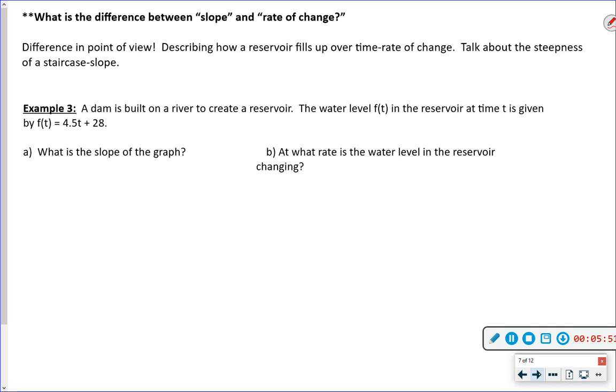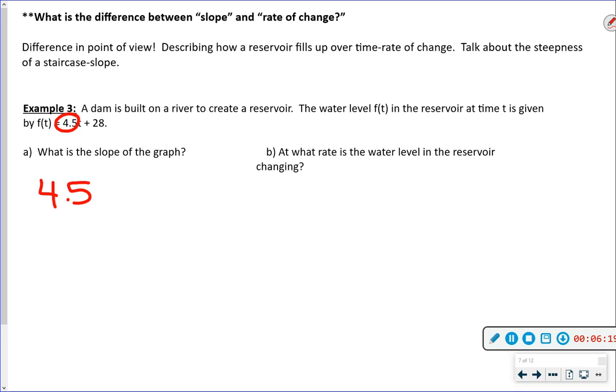So a dam is built on a river to create a reservoir. The water level in the reservoir at time t is given by that exciting equation. What is the slope of the graph? Well, okay, it's 4.5, the number in front of, they're using t this time instead of x. Okay, that's exciting. Now, at what rate is the water level in the reservoir changing?